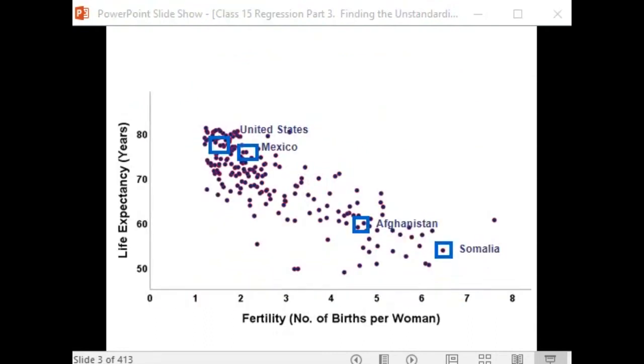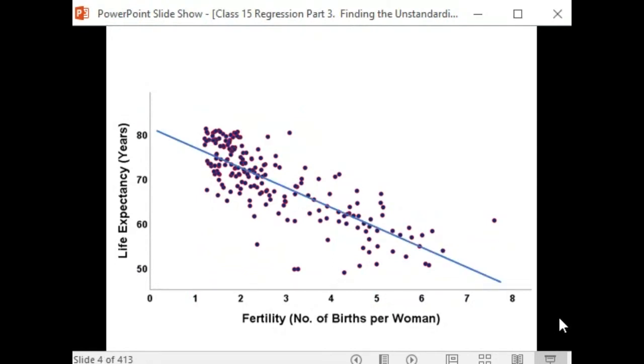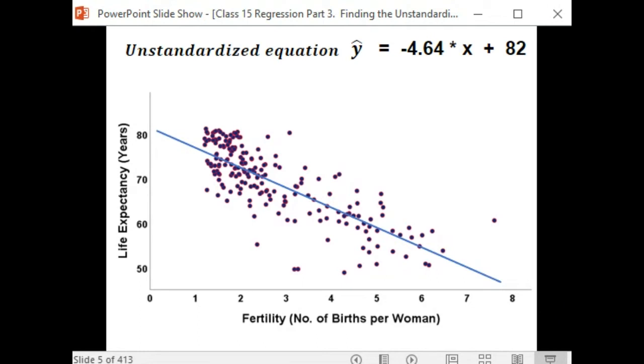As an example, we used this scatter plot, which shows the relationship of fertility with life expectancy in about 100 countries. Each dot represents a country. Now, here's the regression line for this data. The line has a negative slope, and this is the unstandardized regression equation for the line.